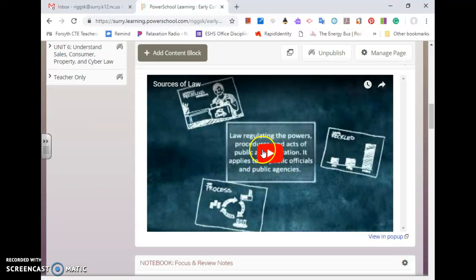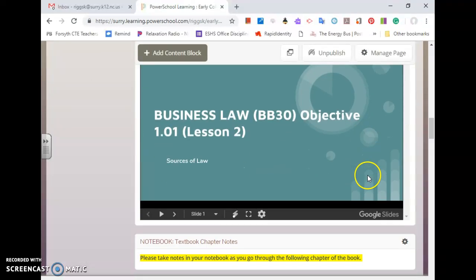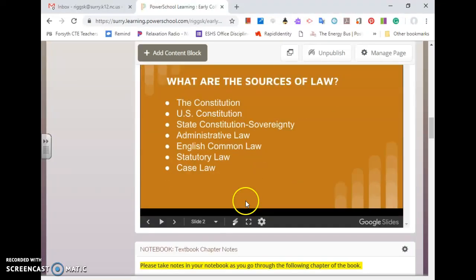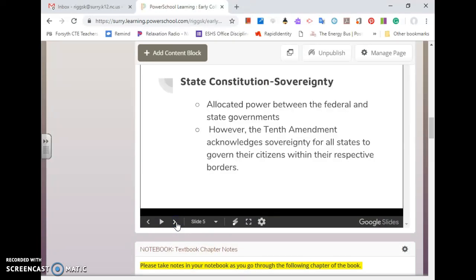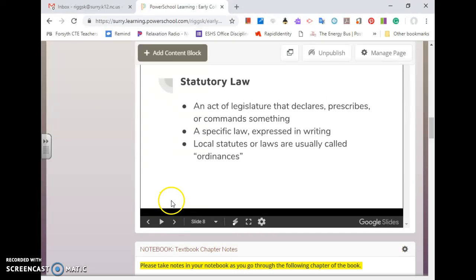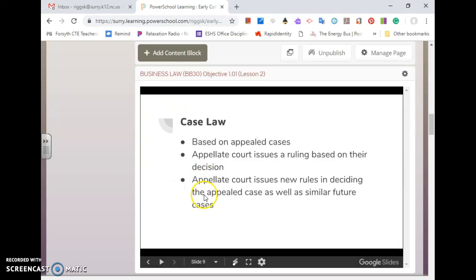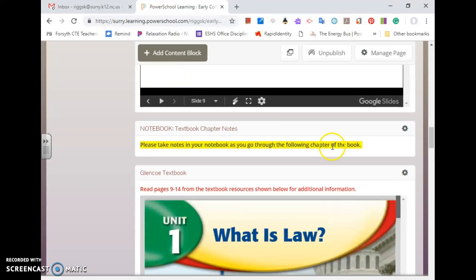There's a video, Sources of Law. You'll want to watch this video. I would take some notes in my notebook just so I have the information. And then we have the Lesson 2 slideshow that goes through the different sources of law. The Constitution, the U.S. Constitution, state constitutions, administrative law, English common law, statutory law, and case law. So you'll need to take those notes in your notebook.